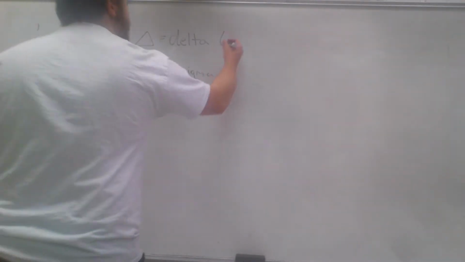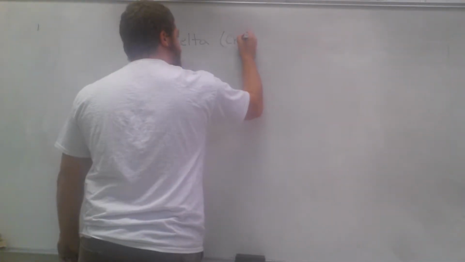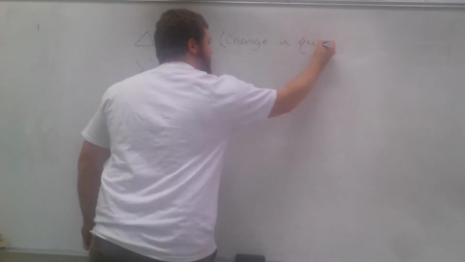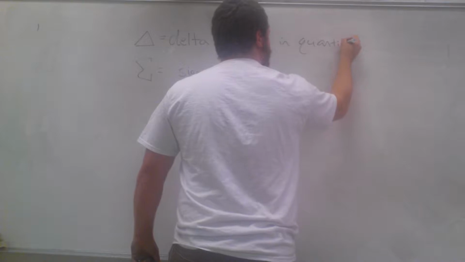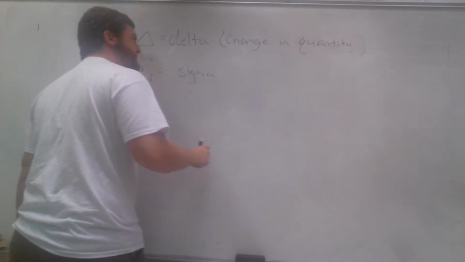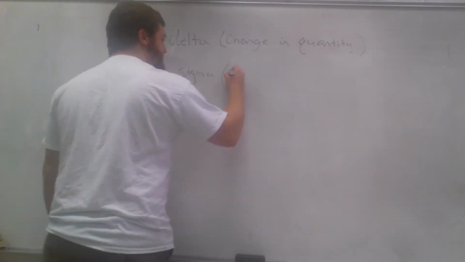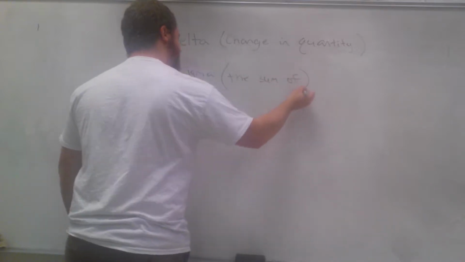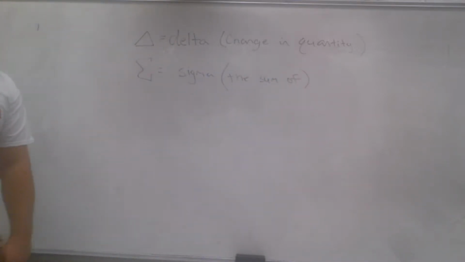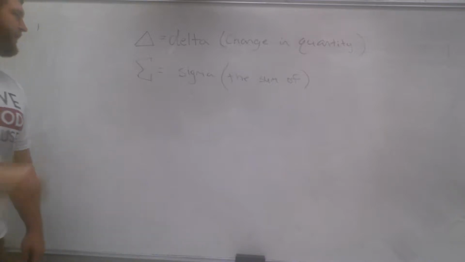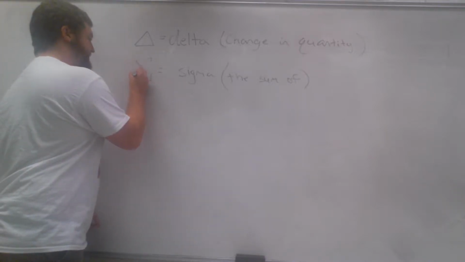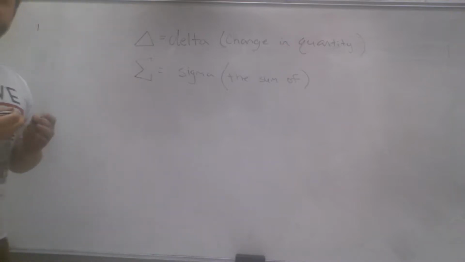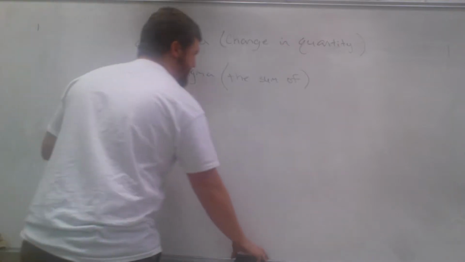Change in quantity, that's what it is. Change in quantity, let's put that down. And I'll give you sigma, I don't know if we'll use it much, but I'll give it to you. It means the sum of. Okay? Looks like a weird E. And this isn't rounded off, it's squared off at the top. Like that. Okay, if you didn't get it, pause it right now.